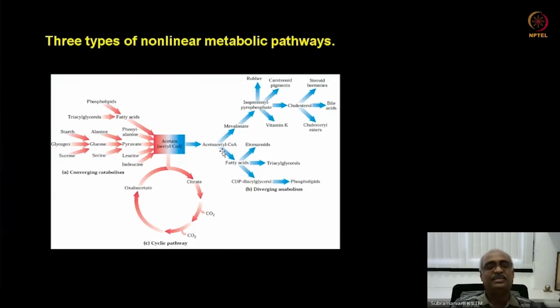And not just that, they can go ahead to make carotenoid pigments, vitamin K, cholesterol, steroid hormones. Bile acids are a derivative from cholesterol that I think I briefly mentioned. This is involved in emulsifying and digesting fat in our intestine. So within this you have so much diversity, all starting from acetate.